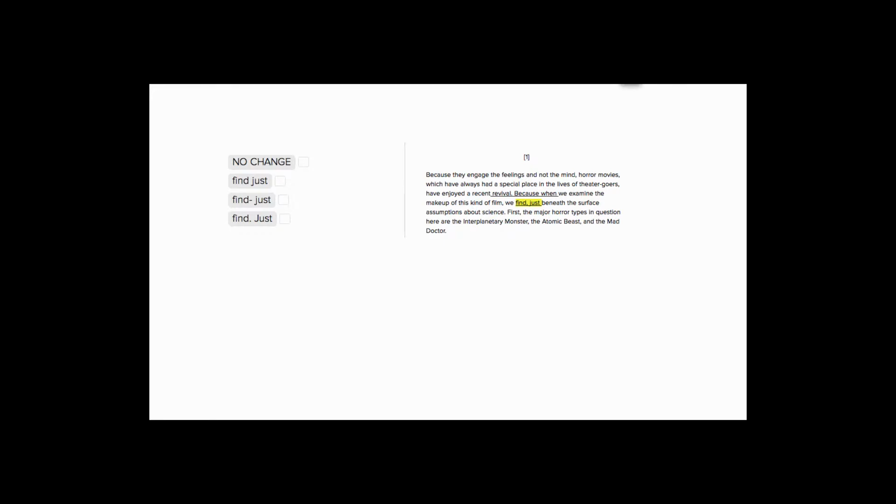The answer choices present different punctuation marks between find and just. So we want to look at our sentence to see what's going to give us the most accurate reading and also not commit any punctuation errors. So let's look at our sentence.